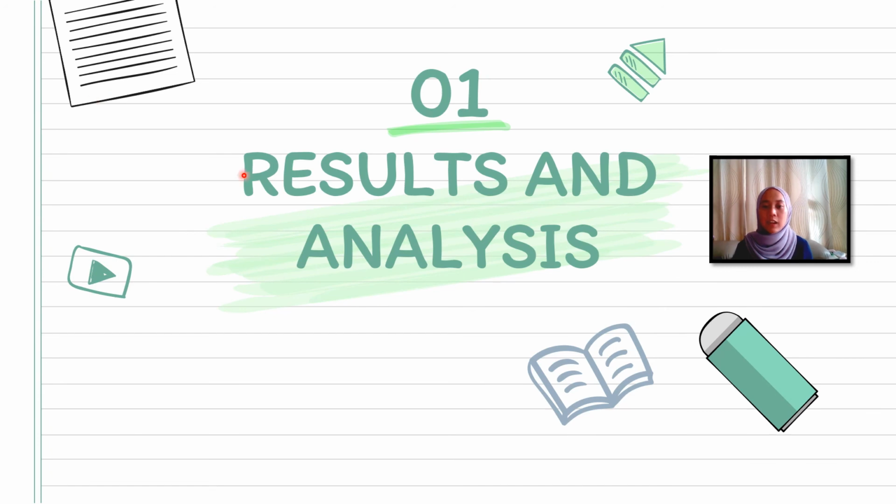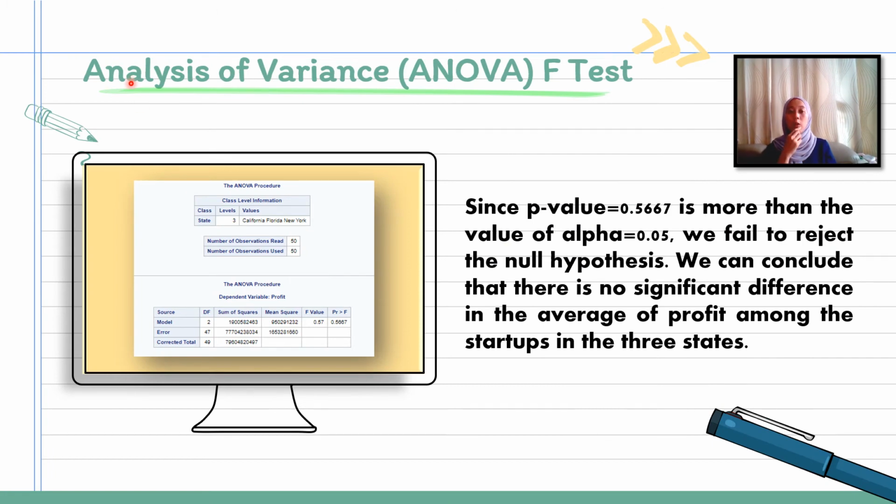Next, this is the result and analysis for our project. So this is the output for our analysis of variance ANOVA F-test. The output is shown using the SAS programming tool. As you can see from the output, it consists of the source of variation, degrees of freedom, sum of squares, mean of squares, F value, and P value.